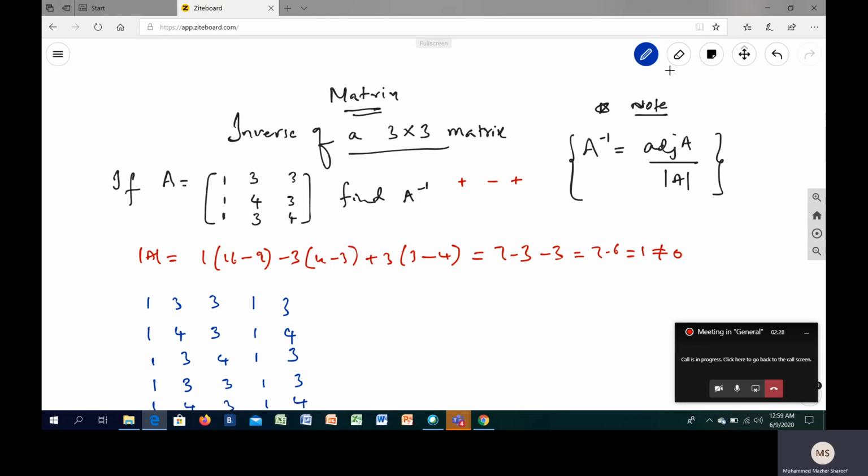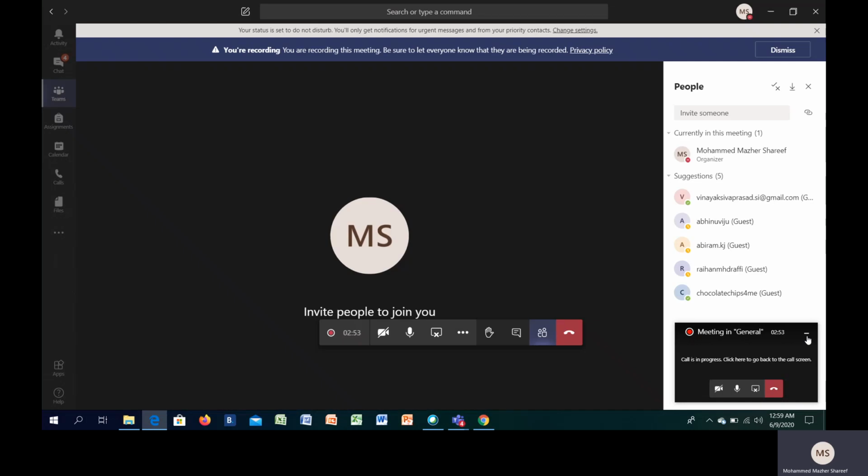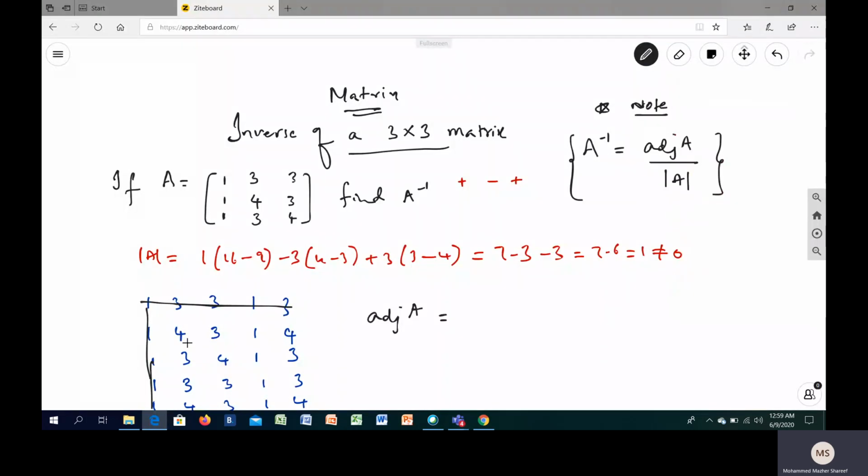The next stage is to cancel out the first row and the first column. I end up with these elements, and with them I'm going to get the adjoint of the given matrix A. And how will we write it? We will multiply it column wise, but write it in a row. You have to understand that you will multiply AD minus BC, cross multiplication, but you'll put your answer in the adjoint matrix row wise.